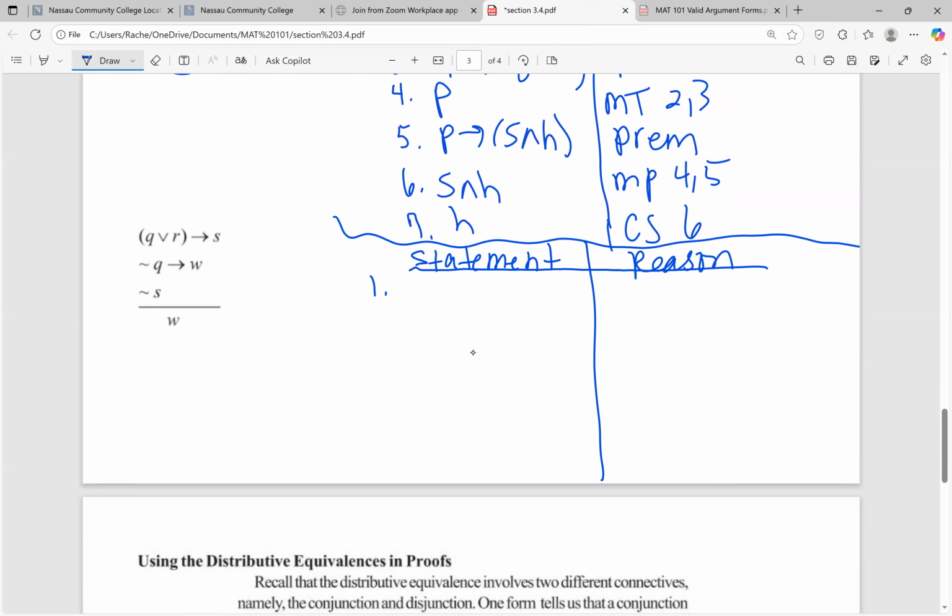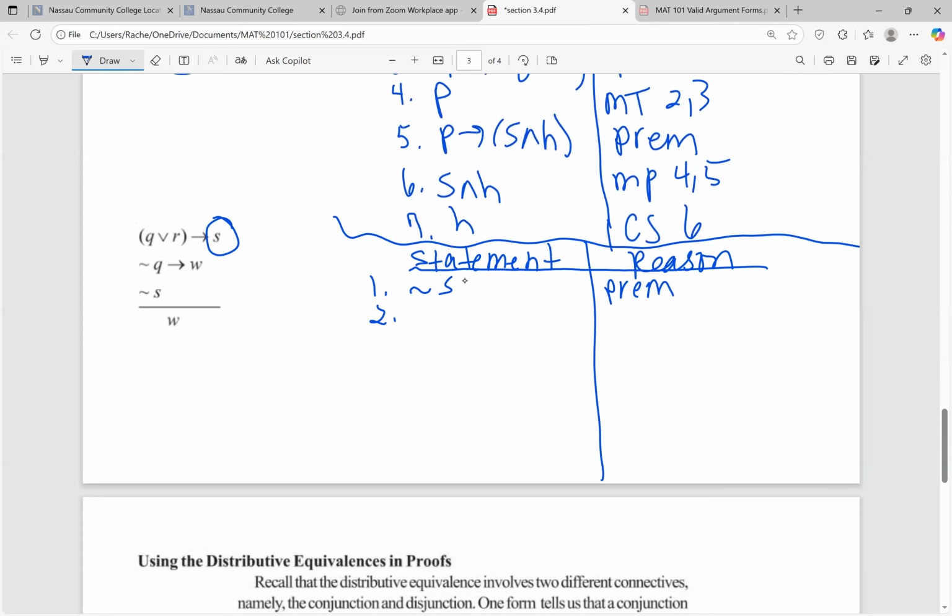So I have 3 premises here. I have 2 conditionals and a simple statement, right? We just have not S. I always like to start with the simple statement. So not S is true because it's a premise. And then I see the right-hand side of that first premise is just the negation of not S, right? So I'm thinking modus tollens.